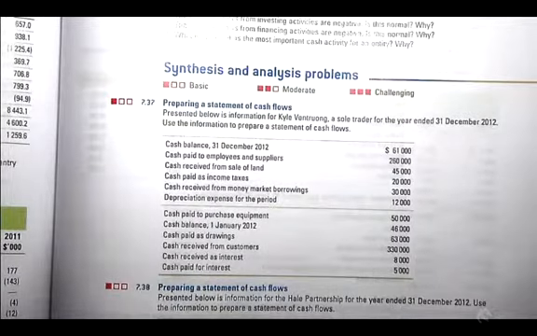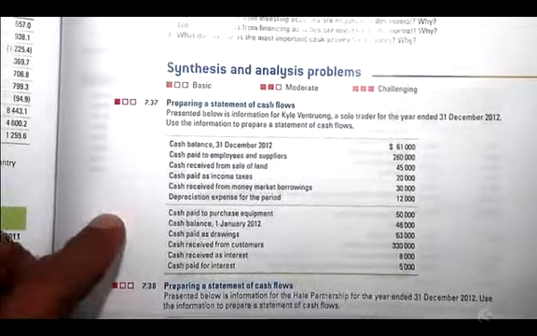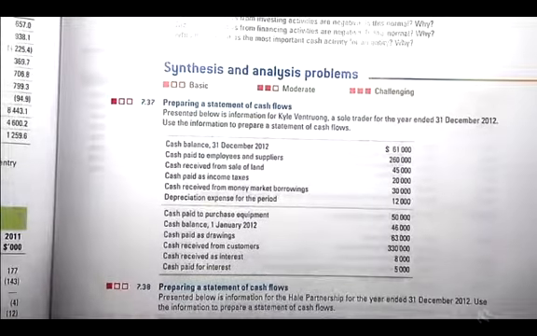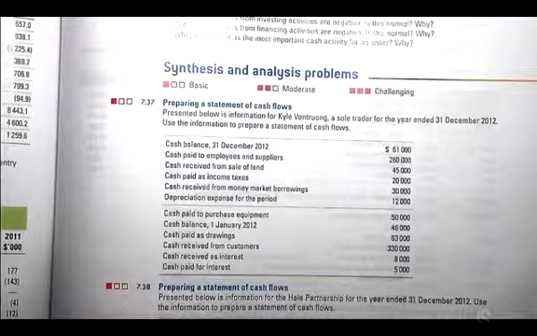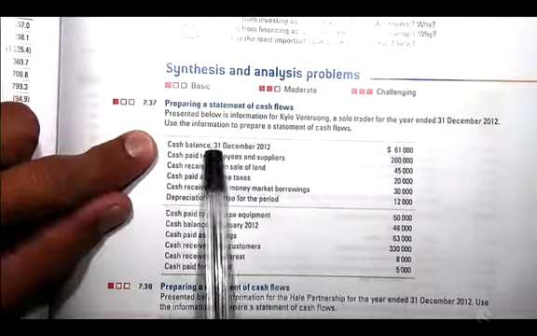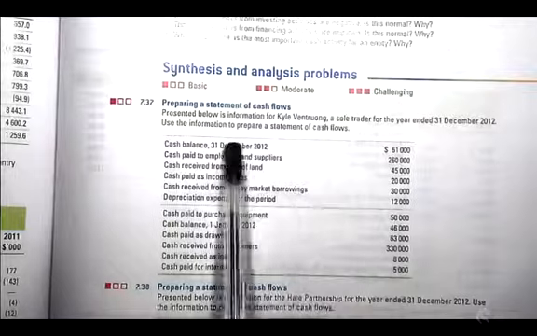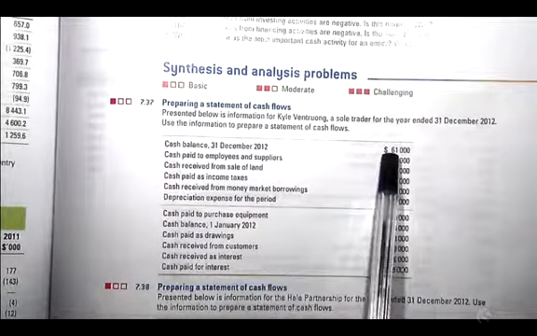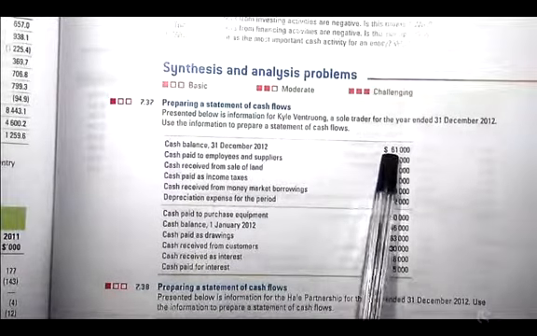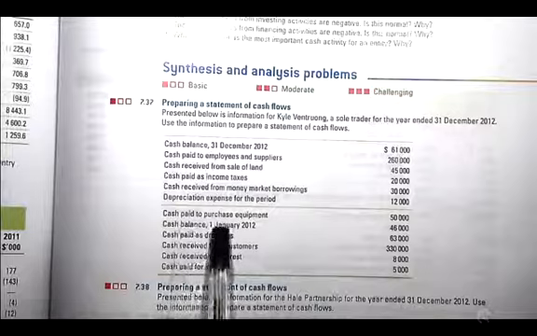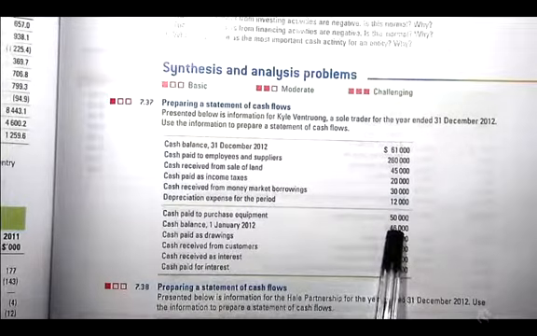Okay, given below is information of a sole trader for 31st December 2012. Using the information, we have to prepare a statement of cash flows. Cash balance on 31st December. Now the statement is on 31st December, so that is the closing cash balance, $61,000. The question also gives us the opening cash balance on 1st January, $46,000.